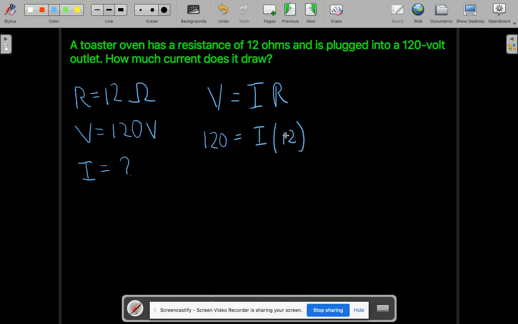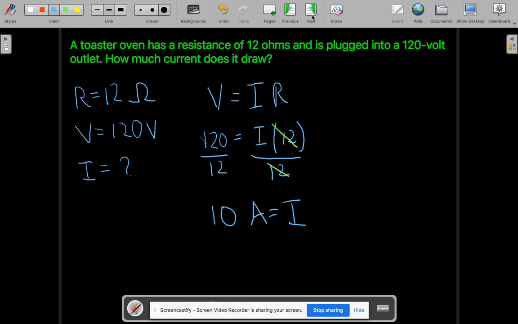We need to get the I by itself, so we are going to divide by 12. We always do the opposite operation. We divide both sides by 12 so that we can cancel the 12 out on the right side, and we're left with I on the left side. Now we take 120 divided by 12, which gives us 10, and that equals our I. I left space here for our unit. The unit for current is amps, so we put a capital A.